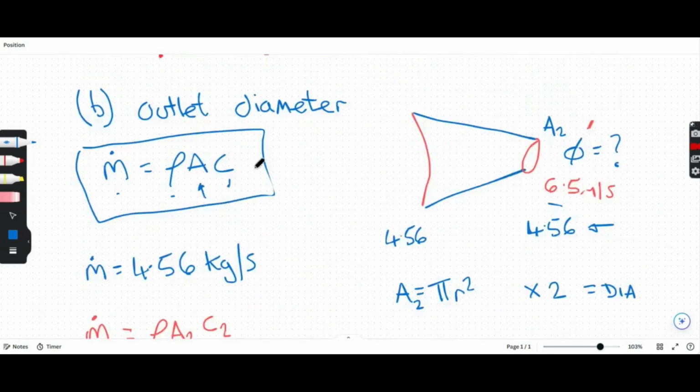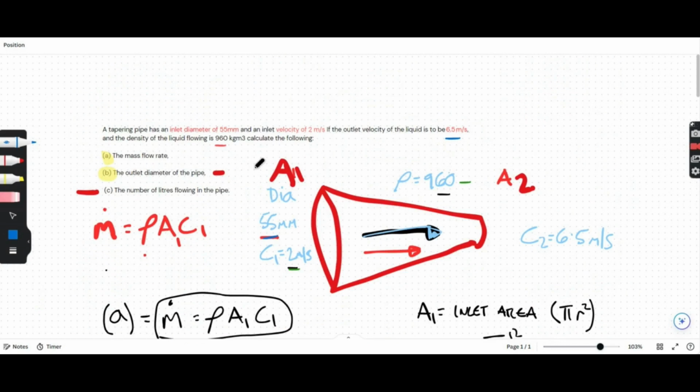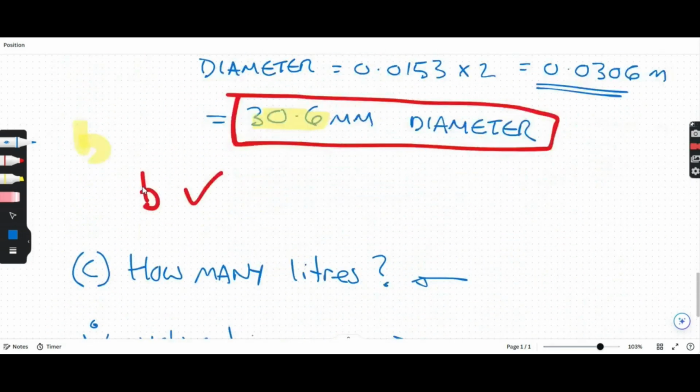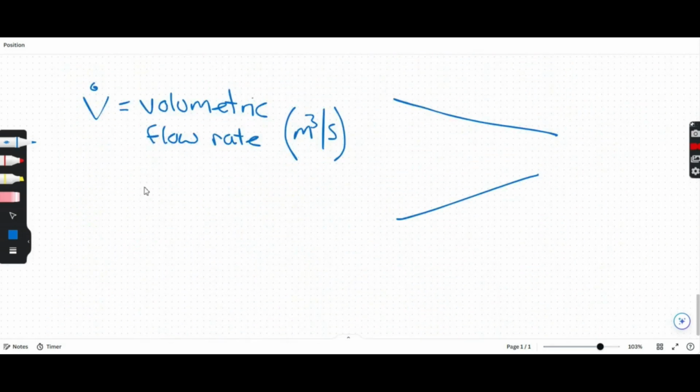So we can work that out, the number of litres flowing. We also know that 1 cubic meter equals 1,000 litres. You just think of 1,000 litres. So a cubic meter of liquid is 1,000 litres, which is handy to know.